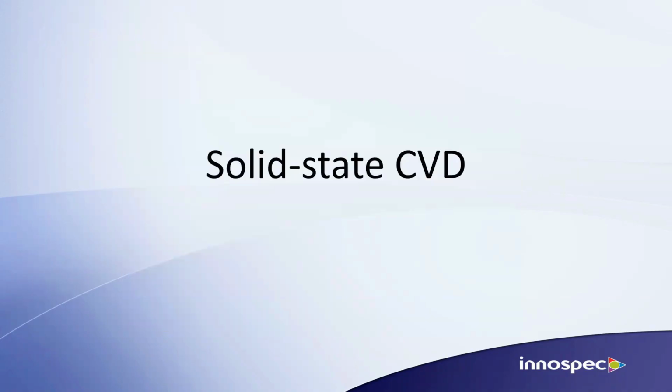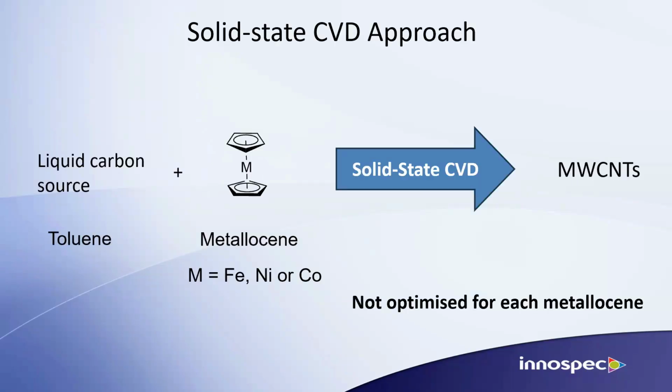So now I'll go on to talk about solid state CVD to allow us to compare the carbon nanotubes produced by the three metallocenes, as this approach does not rely on their organic solubility. So here I've got a quick illustration of this solid state chemical vapor deposition methodology used in our study. So a liquid carbon source was still used, toluene, but each of the metallocenes was now placed in a crucible in the first preheat zone of the furnace work tube to produce the multi-walled carbon nanotubes.